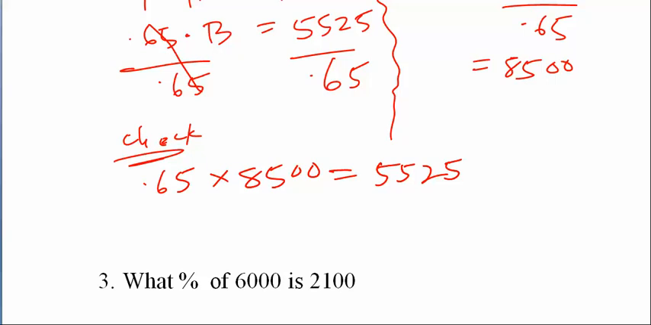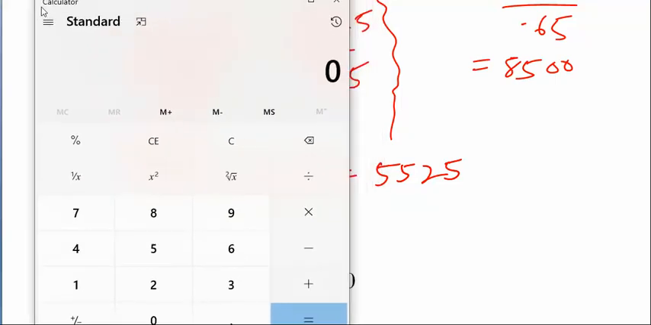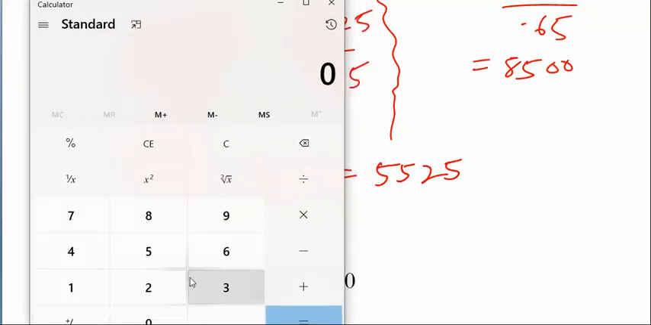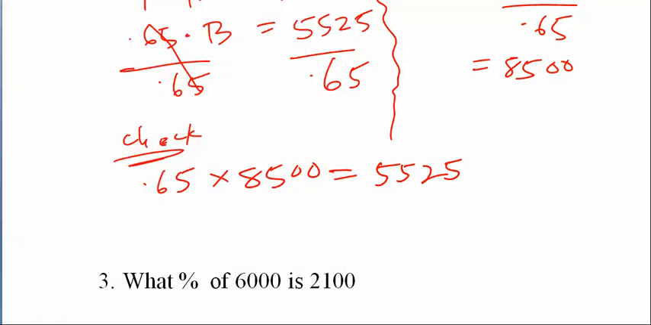So let's do this on our calculator. Let me fix my calculator, position it a little bit. So 0.65 times 8,500 should equal 5525. That means our calculations are correct. Okay, let's move to our final example.